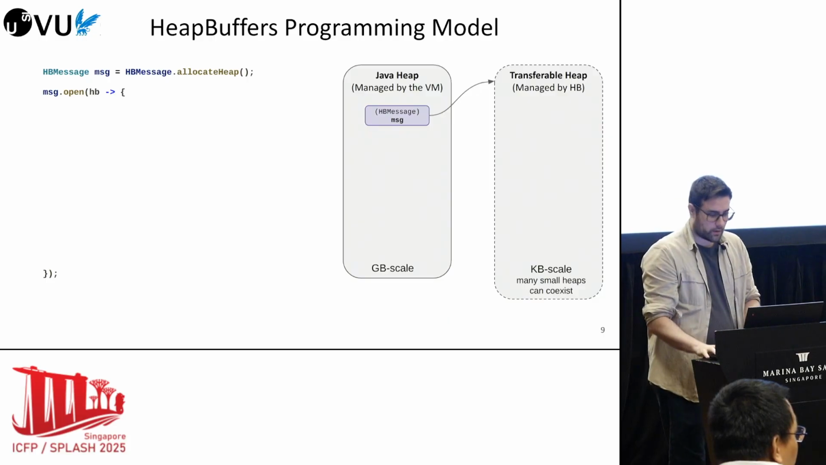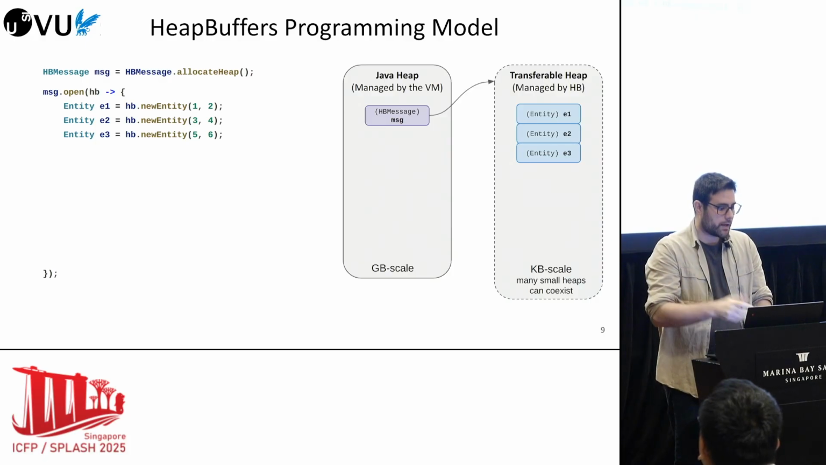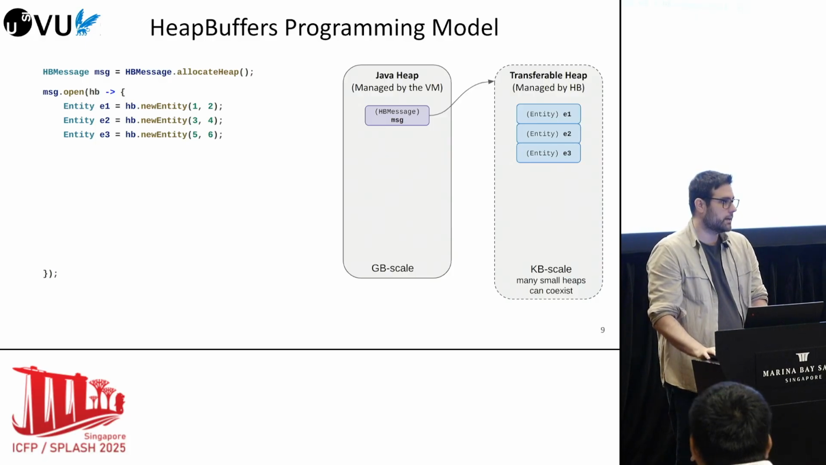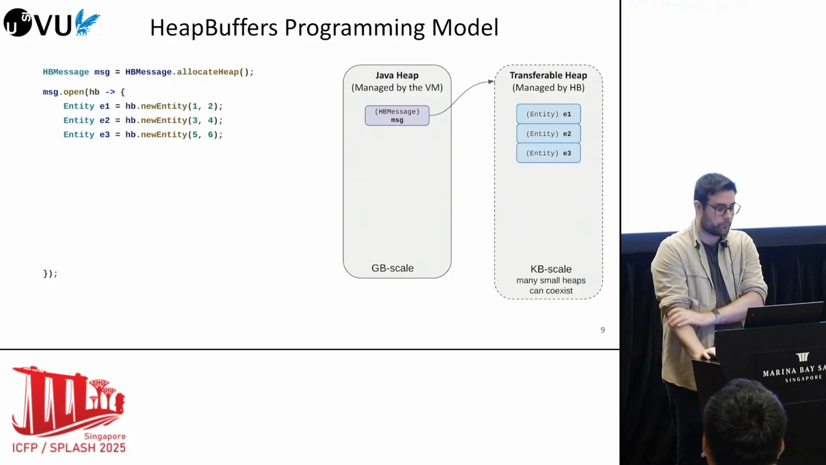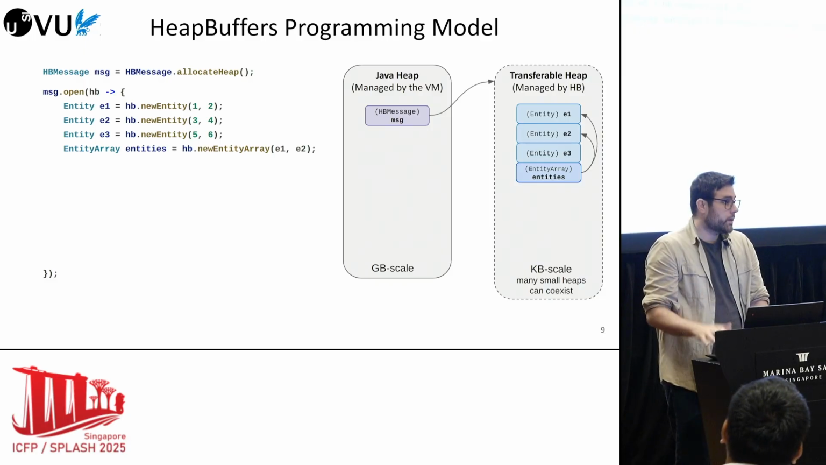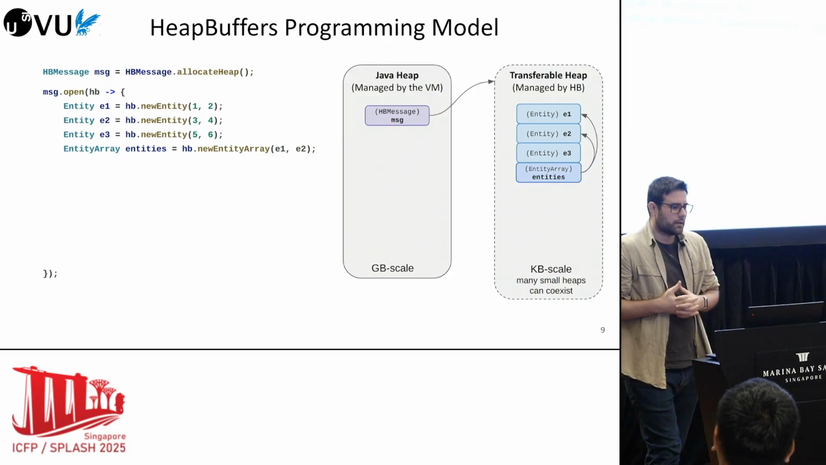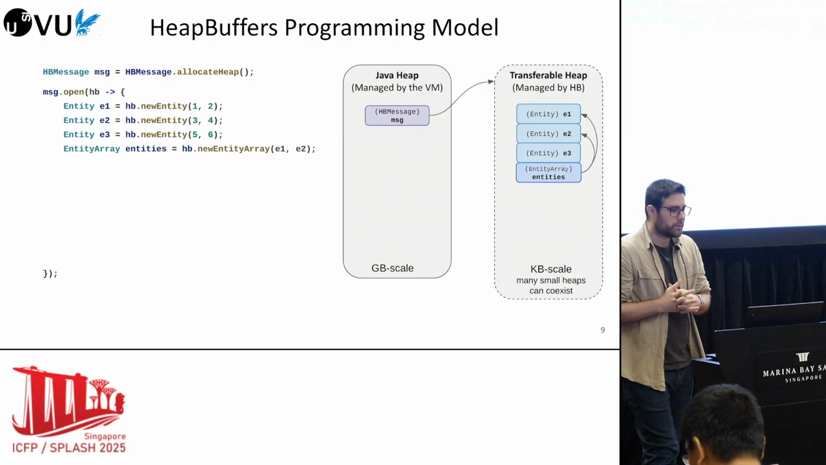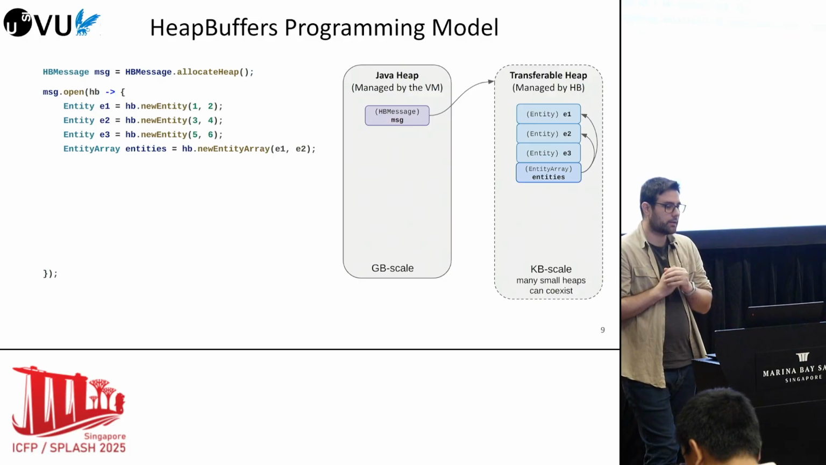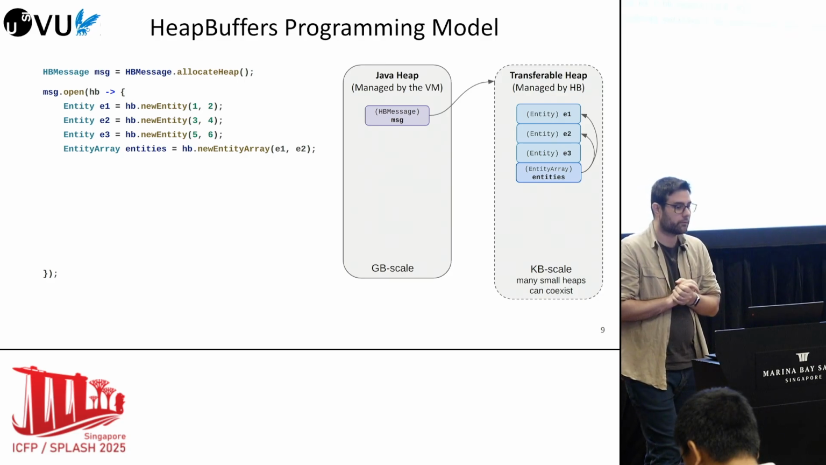Okay? So let's see how we can create some objects using HP. So let's say we create some entities. They are directly allocated in the transferable heap. We can create an array. So far, E3 is a candidate to be garbage collected. And what we can see is that this looks just like regular Java objects, but under the hood, they are not. And actually, HeapBuffer objects have similar semantics as the upcoming Java value types from Project Valhalla.